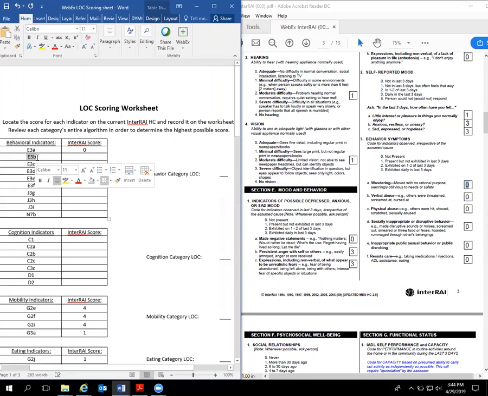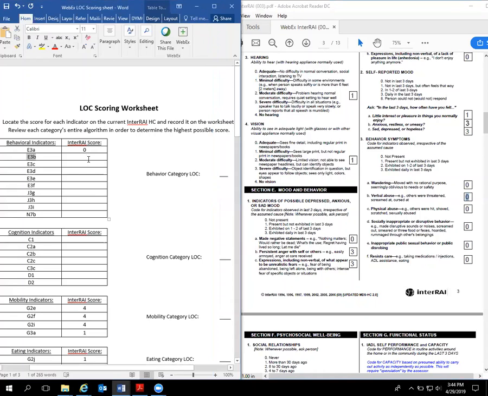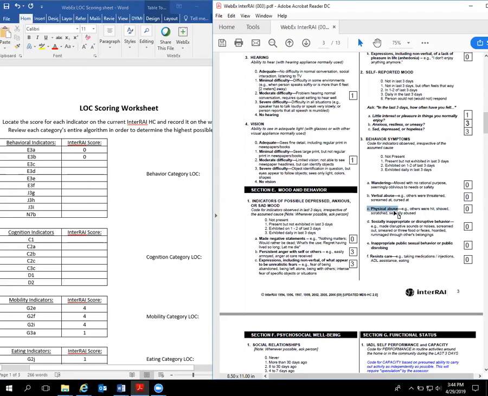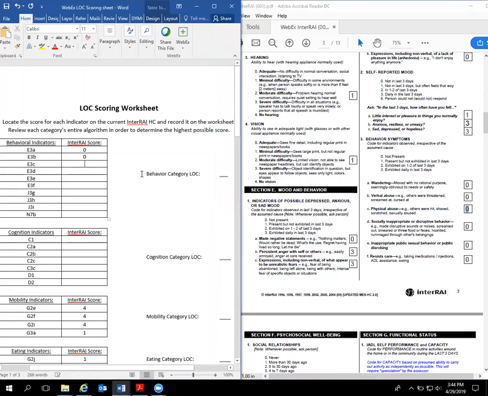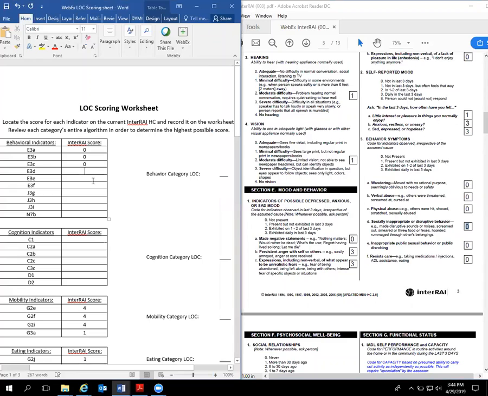Then the next indicator is E3B. So we will again stay in section E, number 3. We'll move to letter B, verbal abuse. And the code in the box next to E3B is 0. So I will put E3B equals 0 here on the worksheet. The next indicator is E3C, which is going to be right beneath E3B. Physical abuse. The code here is 0, so I will put 0 next to E3C on the worksheet. E3D is also a 0, so I will put 0 here on the worksheet.